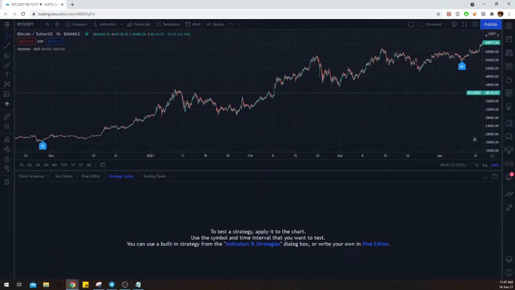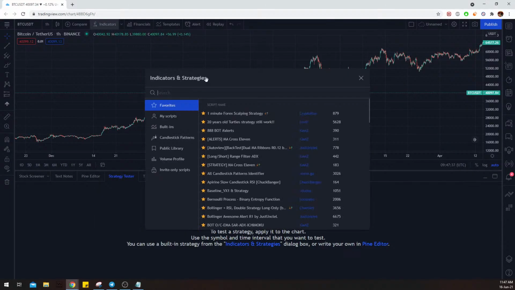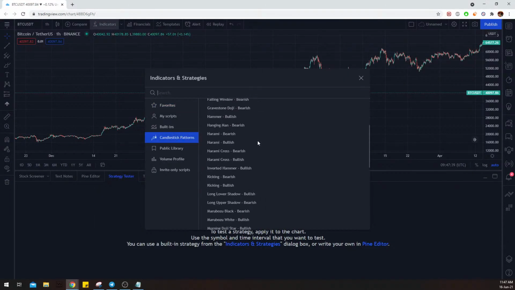But once again, just because you see a hammer doesn't mean the trend will reverse immediately. You will need more confirmation to increase the odds of a trade. But yeah, let's move on. For now, we have the first one. The second one that we have, like I said, is going to be the engulfing. And one more time, we enter here in the candlestick patterns, for example, as well.